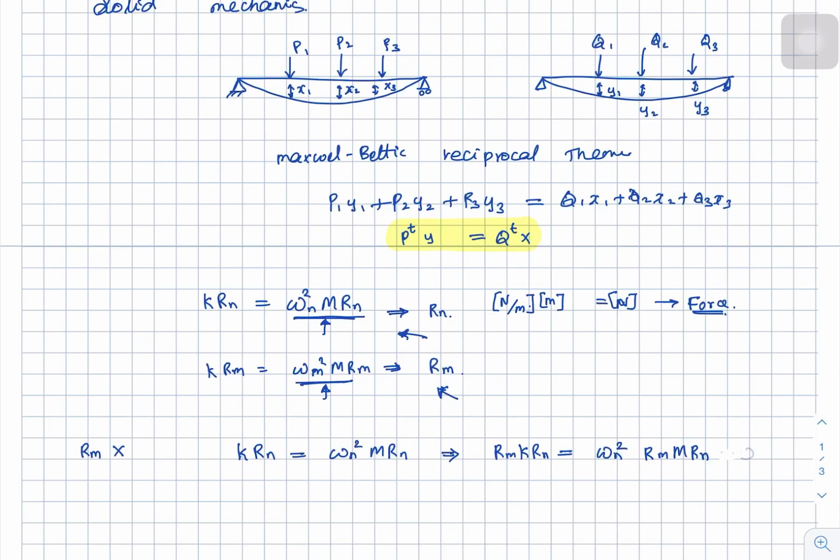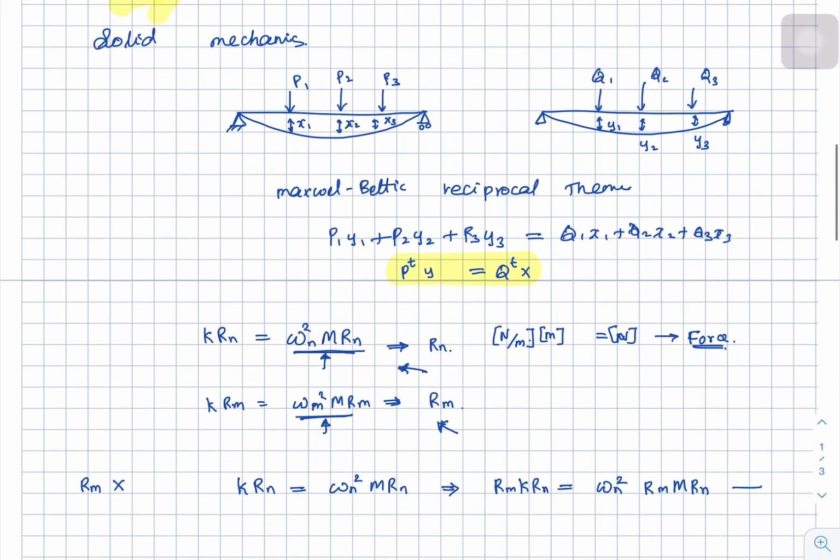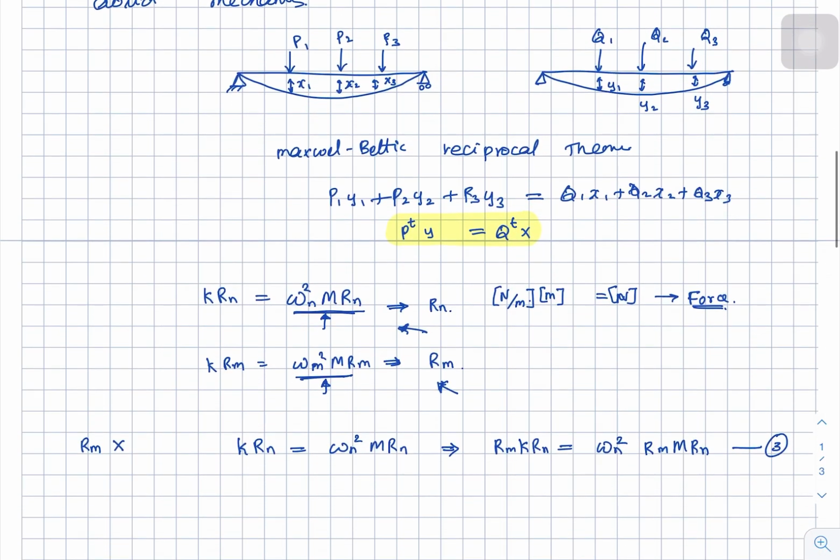Sorry, won't be equal to. So this is one set of equation. So we have 1, 2, this is 3. Similarly, I am taking this force, k Rm equals omega m square m Rm, and I am taking this displacement. So I pre-multiply with Rn, which I will get Rn transpose k Rm.